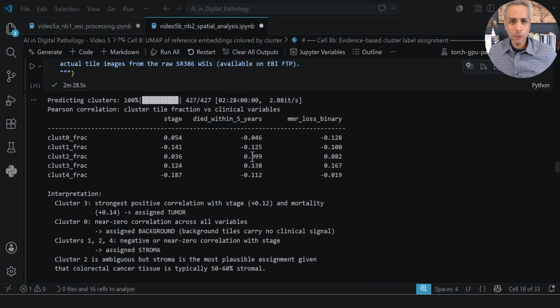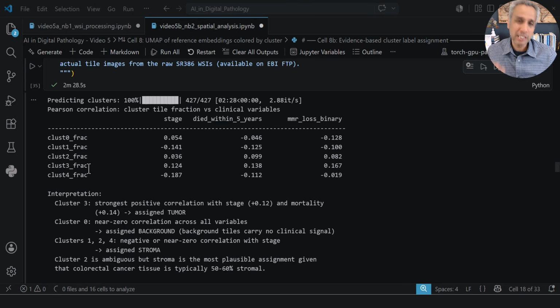And in colorectal cancer, stroma-rich slides tend to correlate with lower stage tumors. This pattern is consistent with stroma between all these. So we assign all these three to the stroma class. Again, this is, in a way, my educated guess.